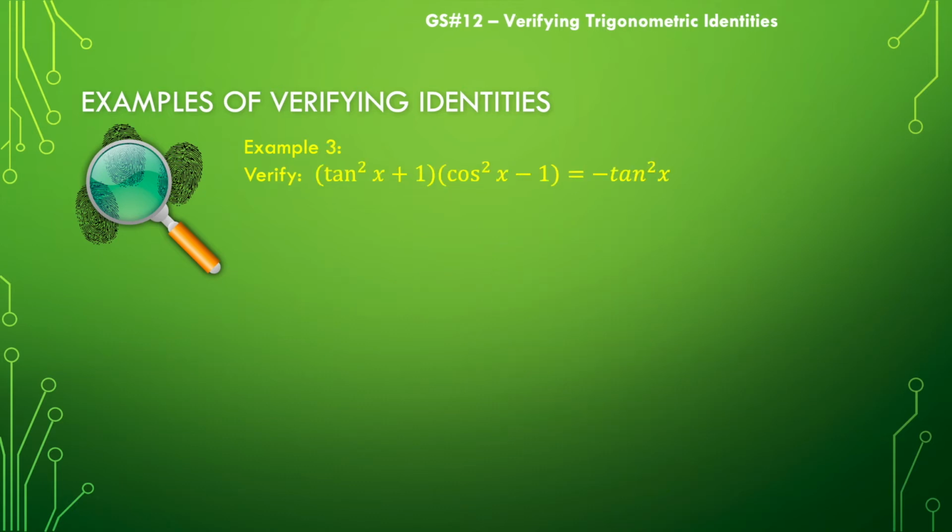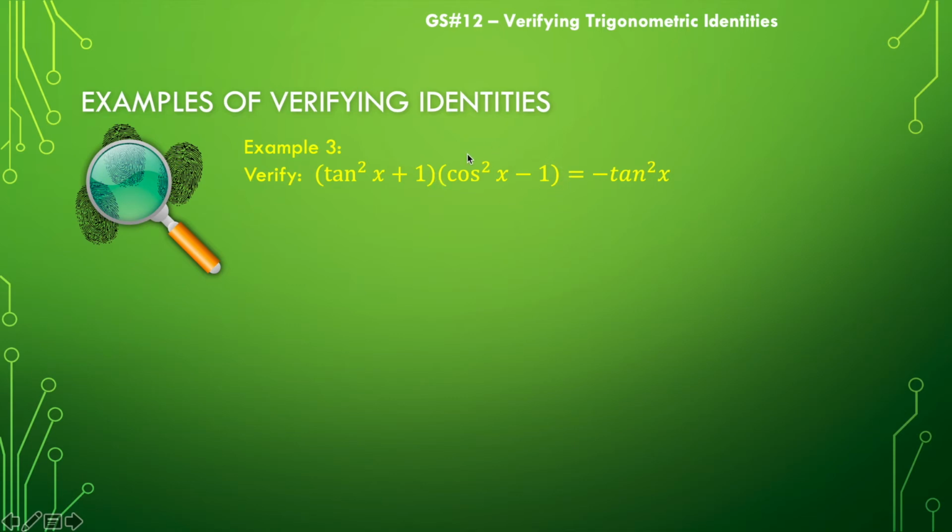All right, next example. Let's verify this. Tangent squared of x plus 1 multiplied by cosine squared of x minus 1 is equal to negative tangent squared of x. Now, you might be tempted to go ahead and distribute that all through, and that wouldn't necessarily be wrong. But I see right away tangent squared of x plus 1 and cosine.